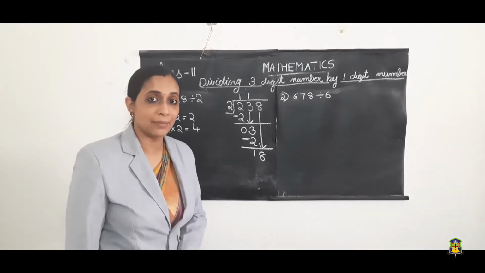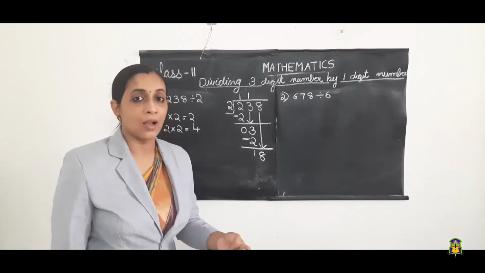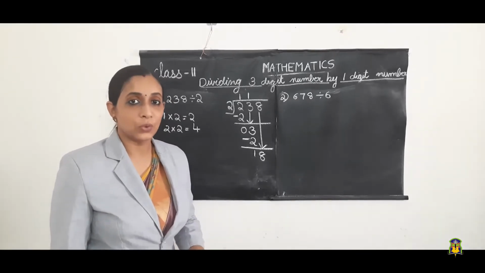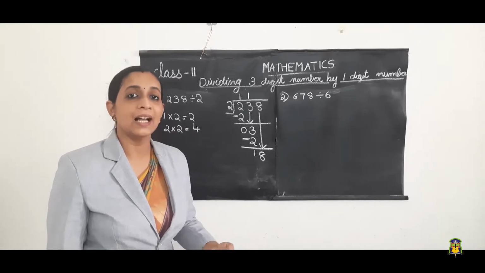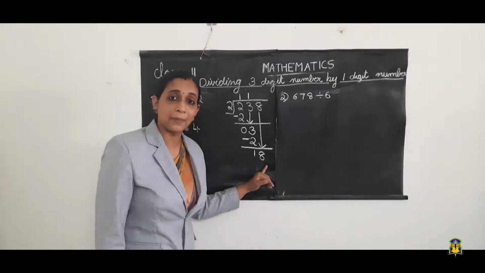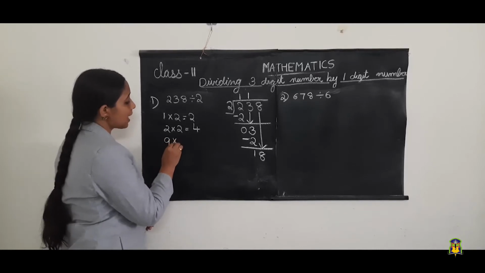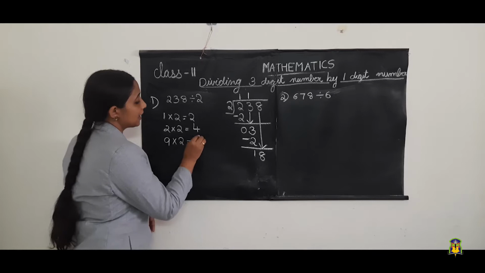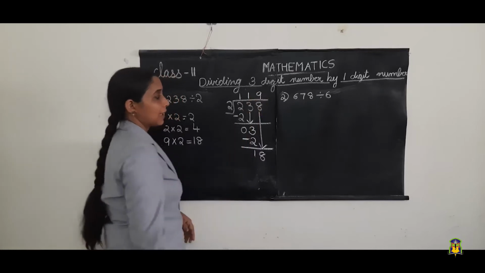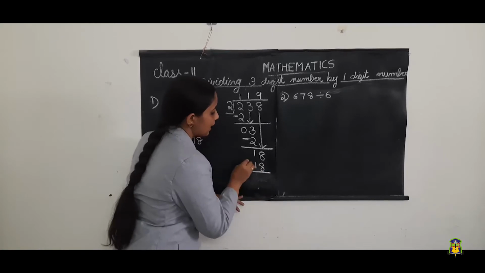So now let us recite the table of 2. 1 2 is 2, 2 2s are 4, 3 2s are 6, 4 2s are 8, 5 2s are 10, 6 2s are 12, 7 2s are 14, 8 2s are 16, 9 2s are 18, 10 2s are 20. Here we have the number 18. How many times is 2 in 18? We got 9 times 2 is 18. So we write 9 here. 9 into 2 is 18. We have to subtract again.